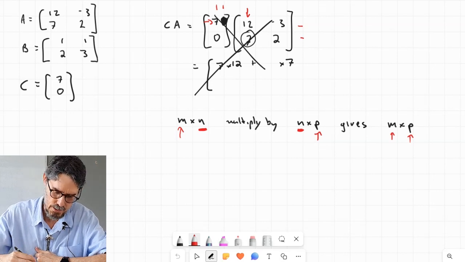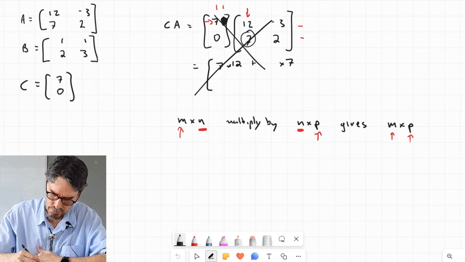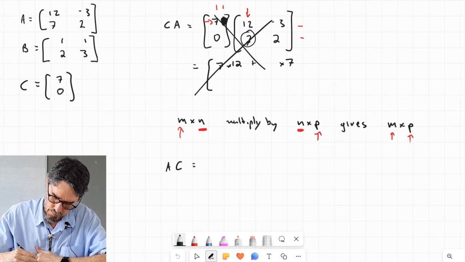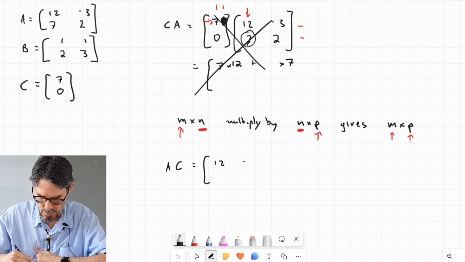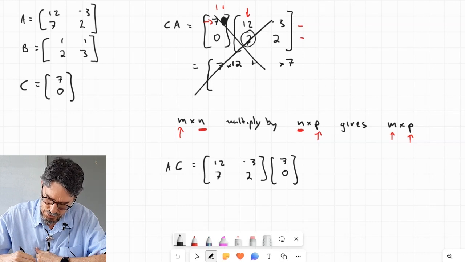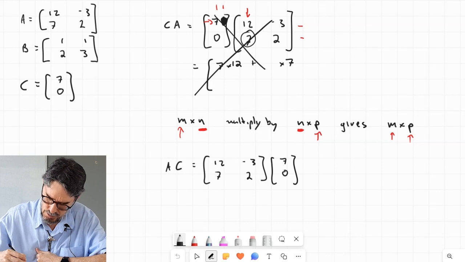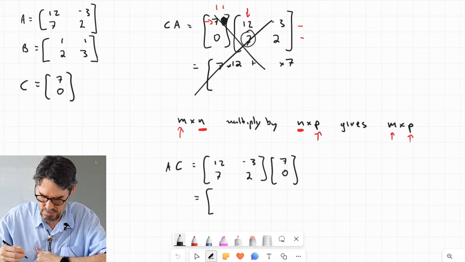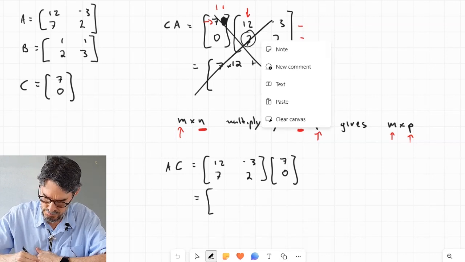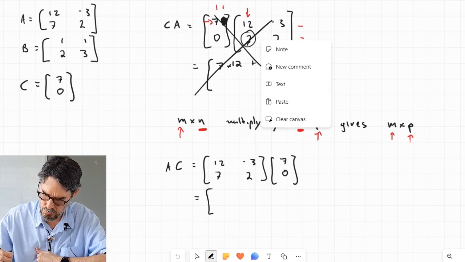So I cannot do C times A, but I can actually do A times C. Because, let me write them out, 12, negative 3, 7, 2, times 7, 0. Notice now, this matrix here has 2 columns and this one has 2 rows. The one on the left has 2 columns, n is 2, and the one on the right has 2 rows, n is still 2. So I can do this. My result is going to have 2 rows, same as A, and one column, same as C.